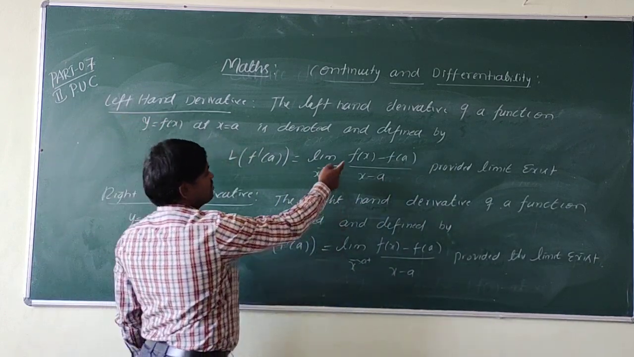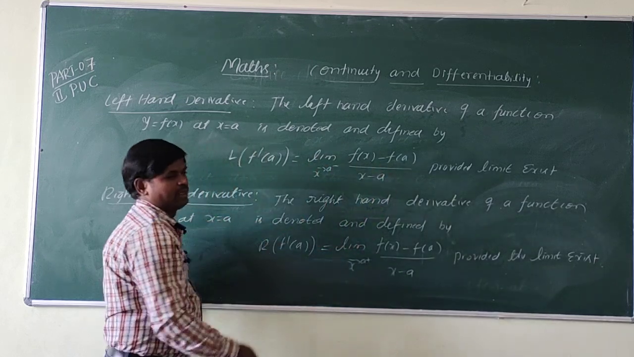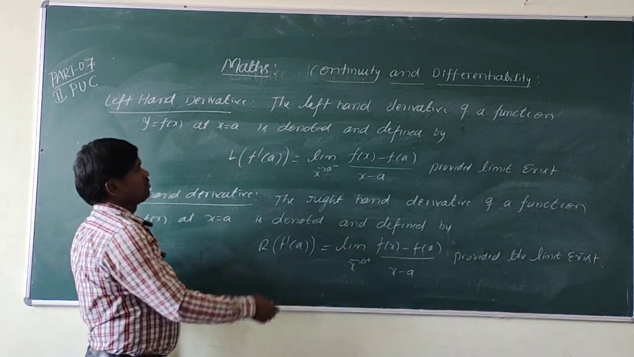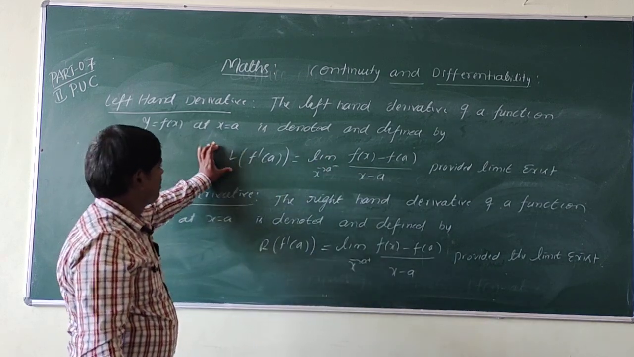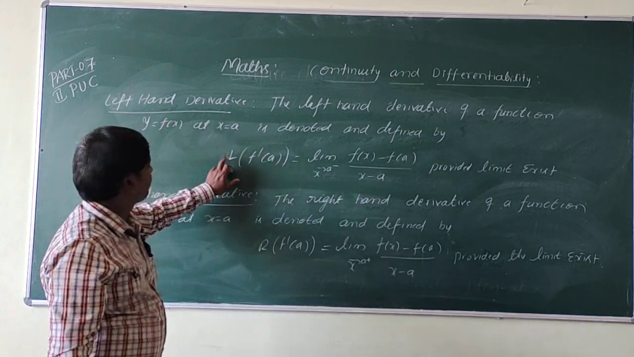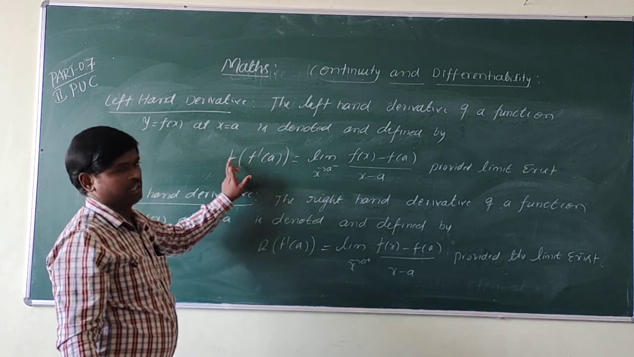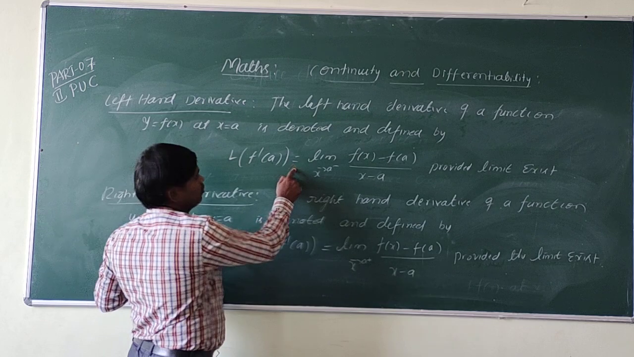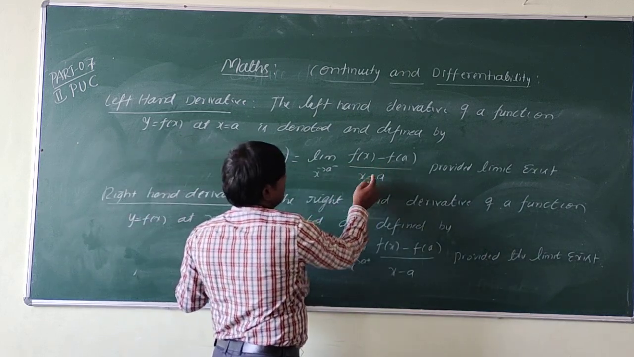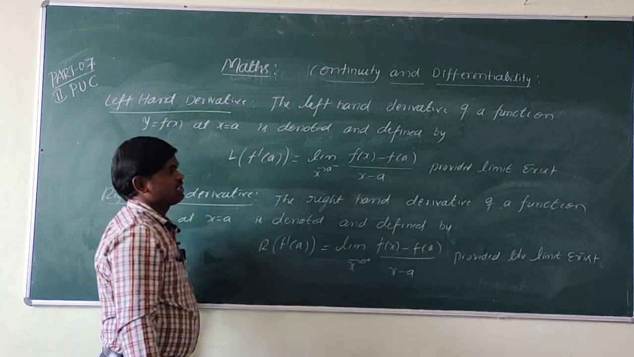So that is the definition of left hand derivative. Already you know that this is another expression of derivative, so we are taking it like this also. The left hand derivative of the function f at x is equal to a is equal to the limit of f of x minus f of a divided by x minus a as x tends to a minus.